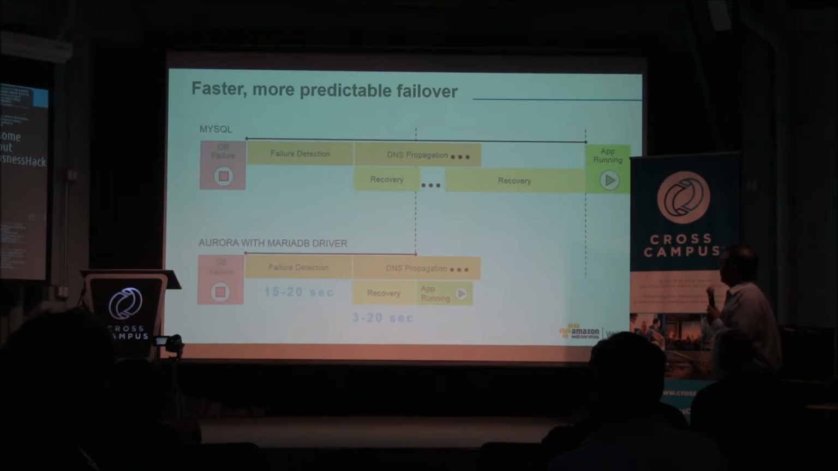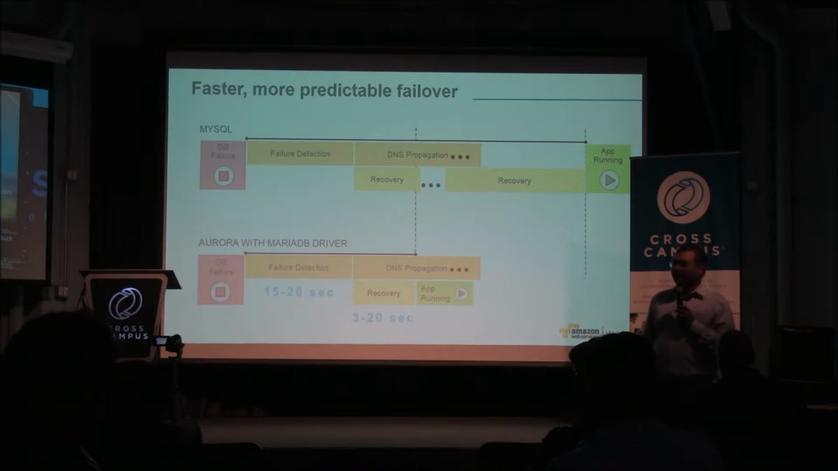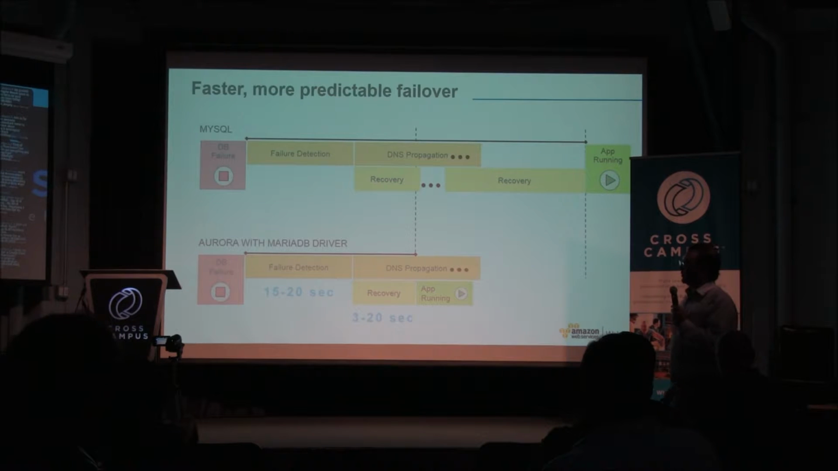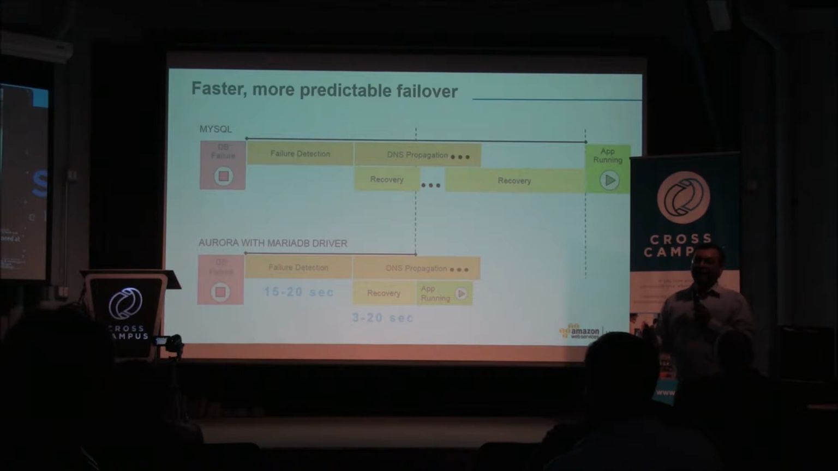And in the case of Aurora, the failure detection time is roughly the same. It's about 15 to 20 seconds. But the recovery time is much, much faster and deterministic. It takes anywhere between 3 to 20 seconds. And the DNS propagation is going on in parallel. If you use DNS to do the failover, that is, to figure out who the new master is, it takes roughly about 60 seconds.